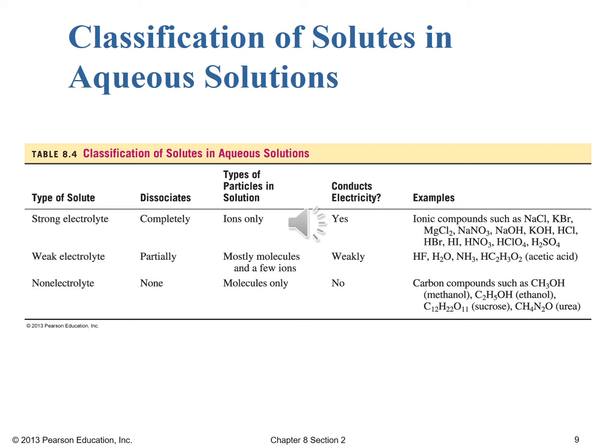So we already saw in that early slide, the electrical conductivity is quite strong in a strong electrolyte, quite weak in a weak electrolyte, and non-existent in a non-electrolyte. And there we have our examples of some common types of solute for each electrolyte class.